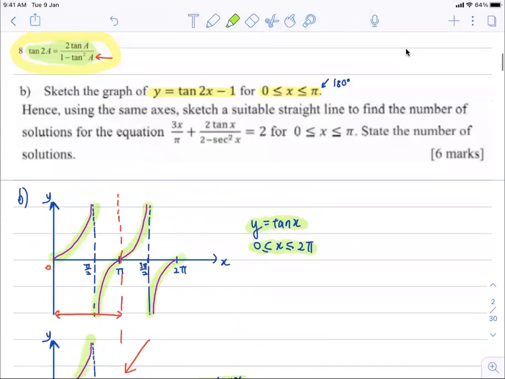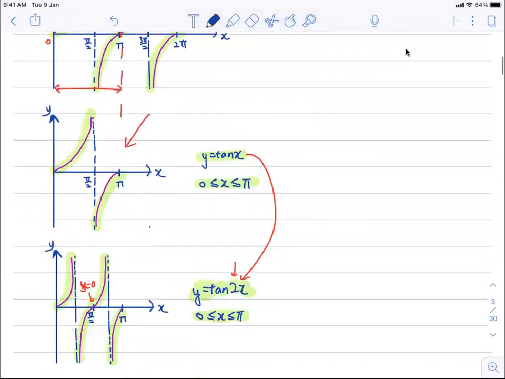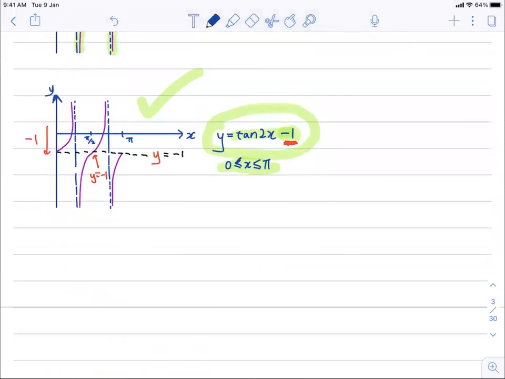The next part tells us that using the same axis, it asks us to sketch a straight line to find the number of solutions for the equation 3x over pi plus 2 tangent x over 2 minus secant squared x equals 2. Again, for the range 0 to pi. Okay, so let us write down this equation. The equation is 3x over pi plus 2 tangent x over 2 minus secant squared x.